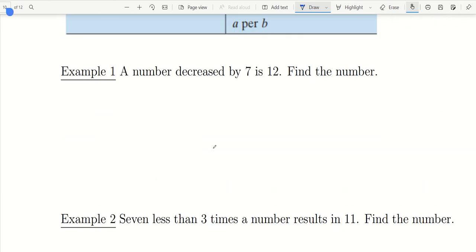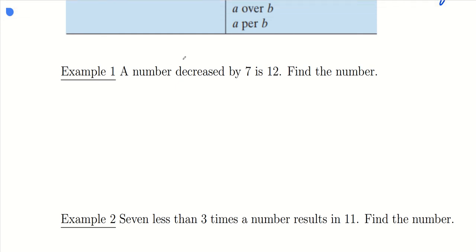Let's take a look at example 1. In example 1, they say a number decreased by 7 is 12. Find the number. Okay, so pretty straightforward. We're looking for an unknown number. That's the gist of the problem. I don't know what the number is, so I'm just going to let x be the number.